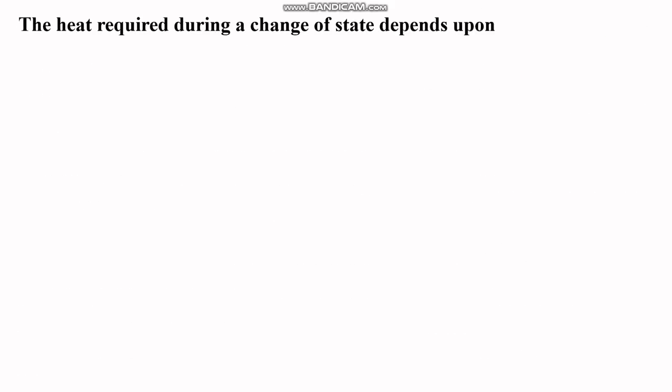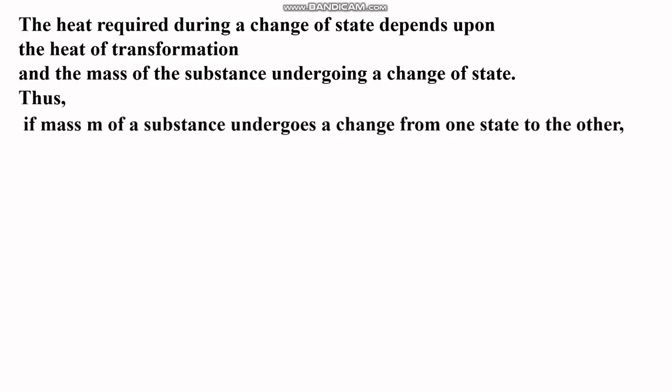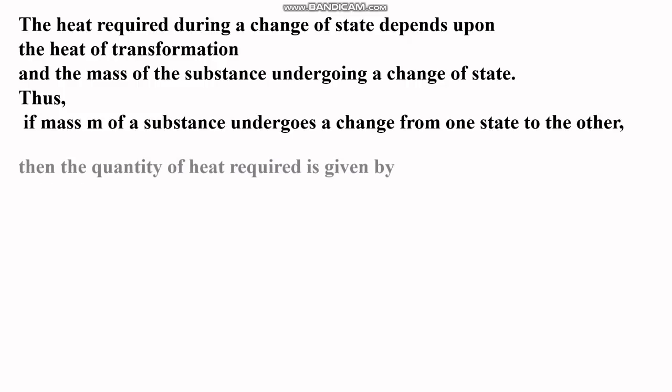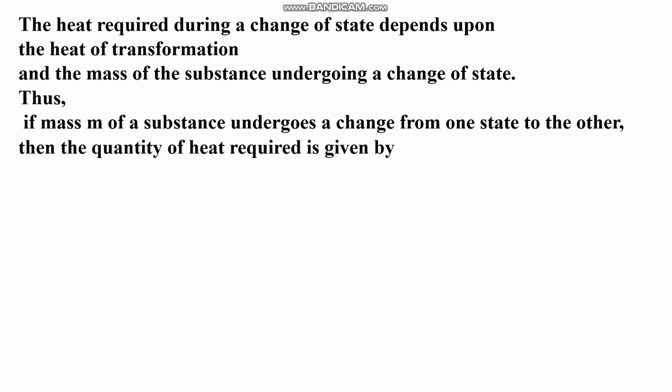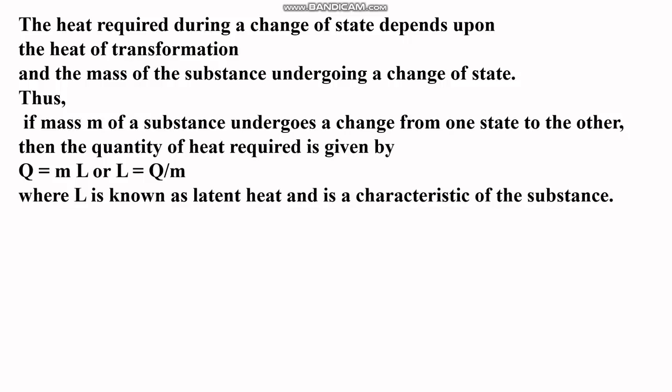Heat required during a change of state depends upon the heat of transformation and the mass of the substance undergoing a change of state. Thus, if m is the mass of the substance and it undergoes a change from one state to another, then the quantity of heat required is given by Q is equal to m into L, where L is the latent heat and it is a characteristic of the substance. The SI unit is joule per kg.